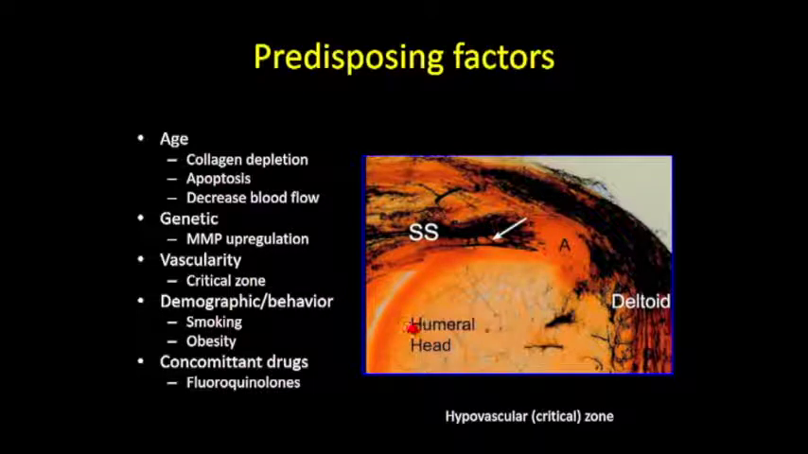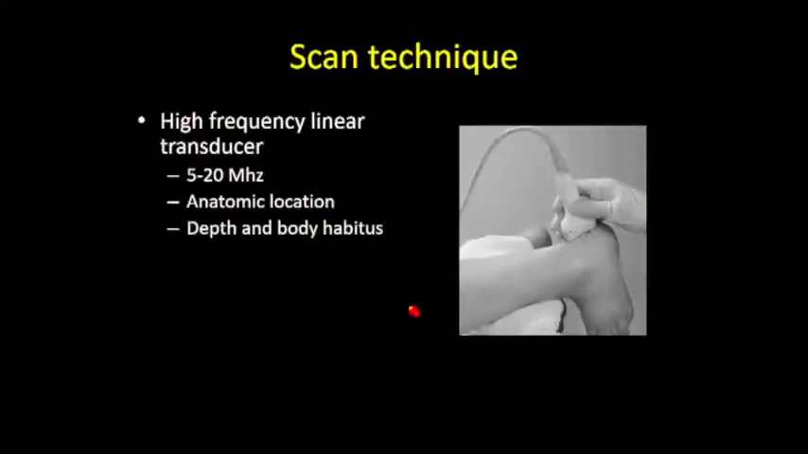And of course, for those among us who are smokers or in patients who are obese, those are predisposing factors as well. And concomitant drug use: I've had a number of patients who are on fluoroquinolones who have ultimately gone on to develop tendinosis and tendon rupture. So these are all things that we need to be aware of.